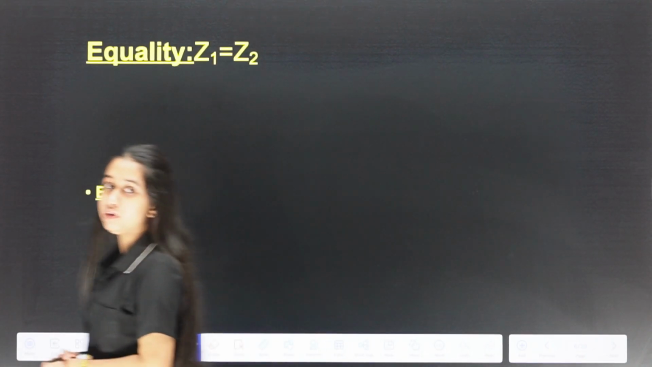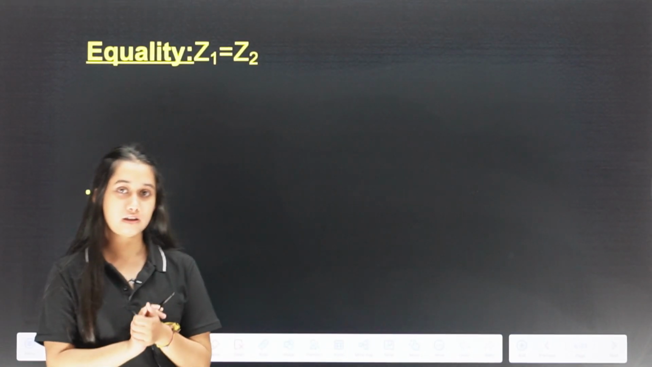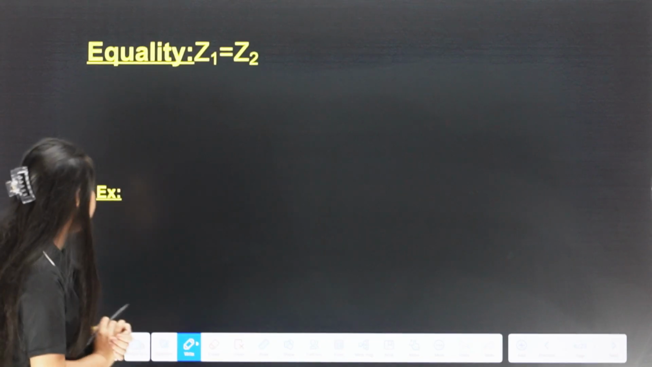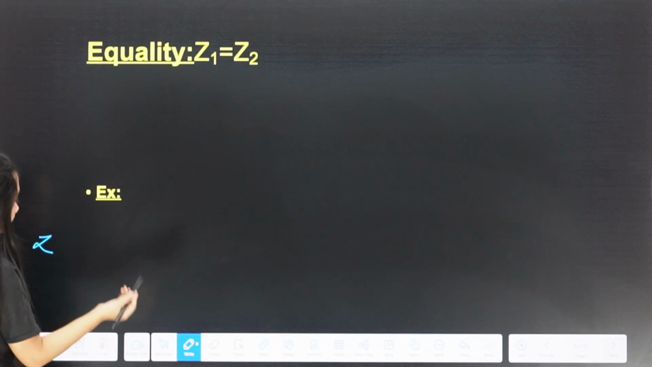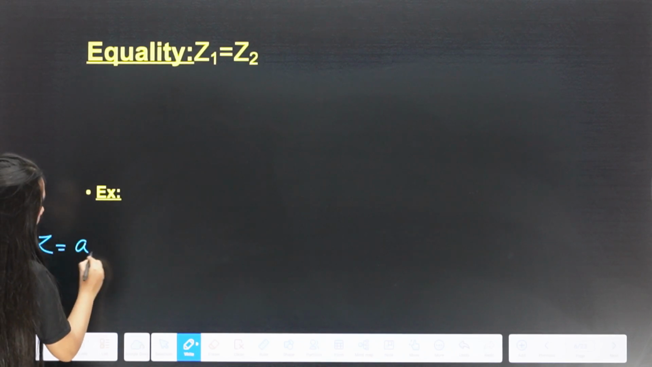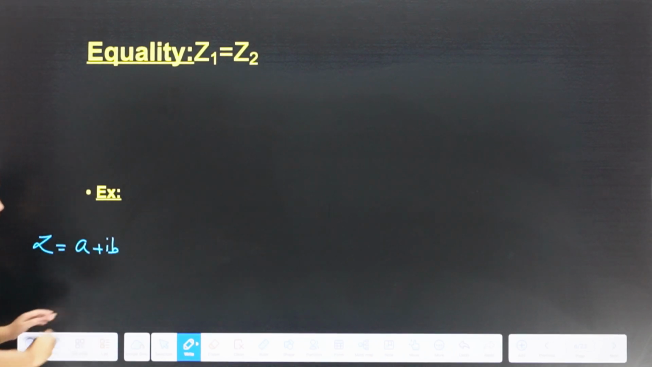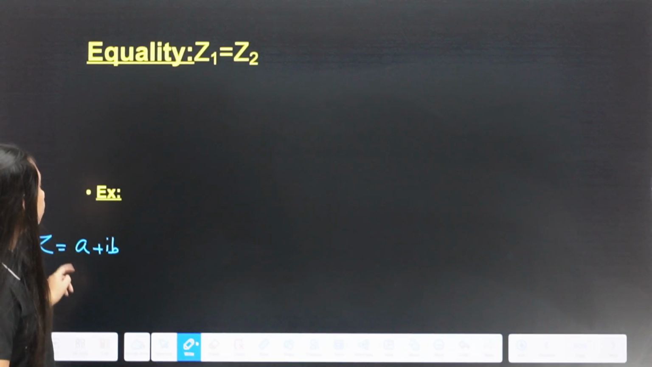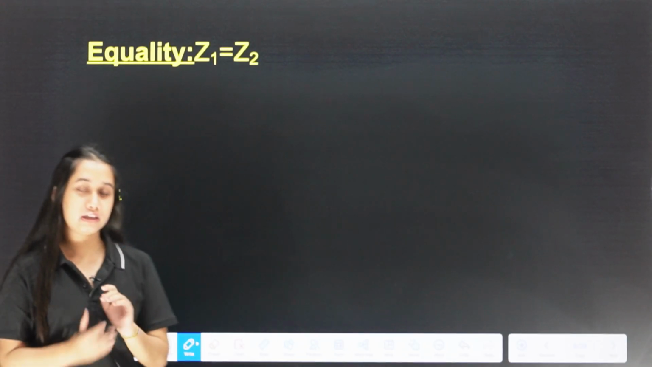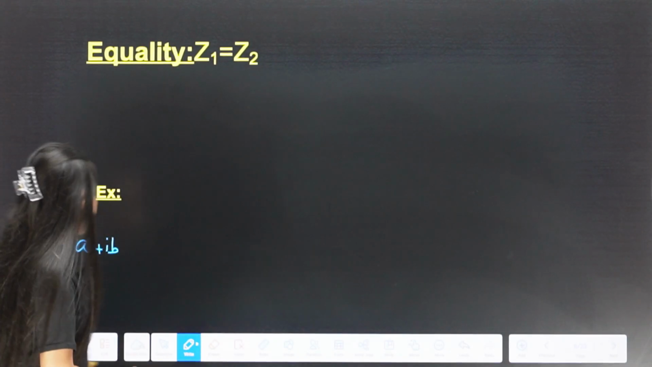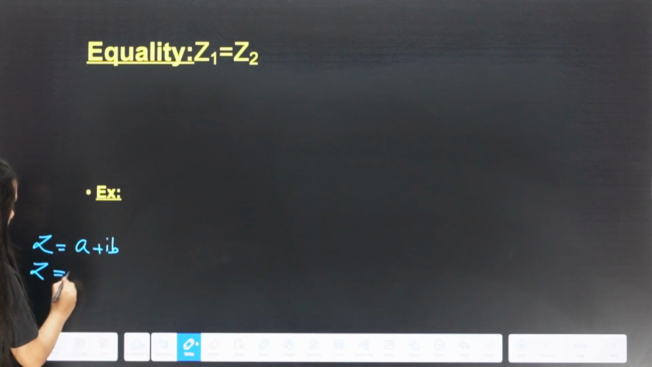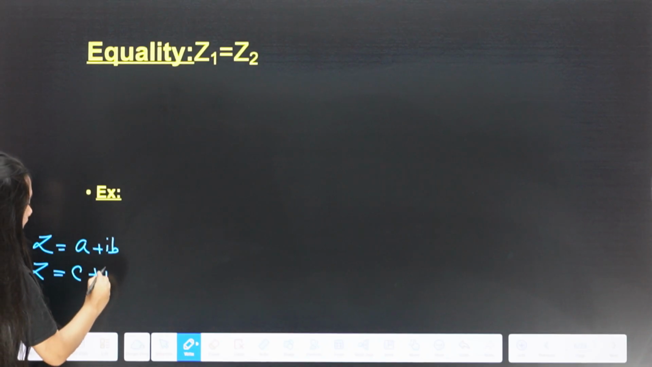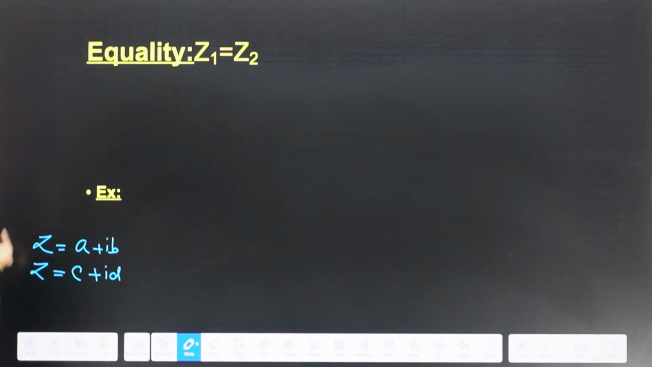So when do we call two complex numbers equal? For example, if we denote a complex number by z, which is of the form a plus ib, as we have discussed in the previous slide. Here I have taken z equal to a plus ib, and again I have taken z equal to c plus id. When do we call these two complex numbers equal?